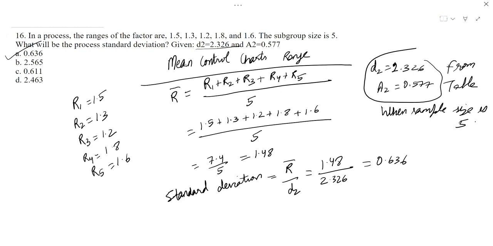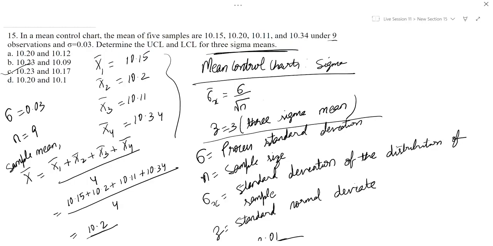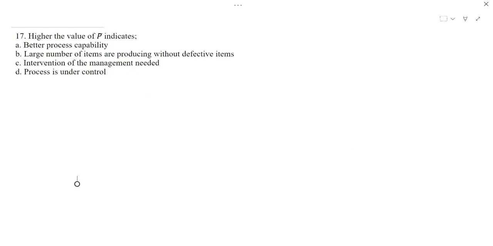Okay, this was the question for the mean control chart range. In the previous question we solved the mean control chart sigma. Okay, so the next question: a higher value of P bar indicates which of the following? So a higher value of P bar means intervention of management is needed.